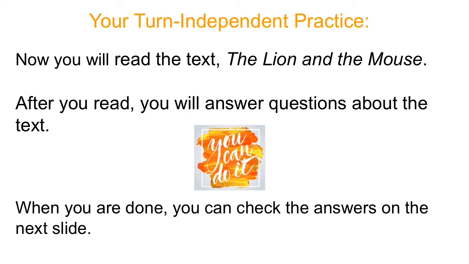This next portion of the lesson is your turn, independent practice. Now you will read the text, The Lion and the Mouse. After you read, you will answer questions about the text. When you are done, you can check the answers on the next slide.